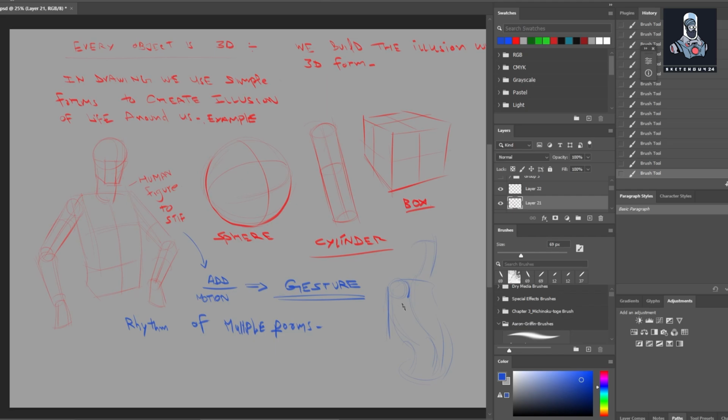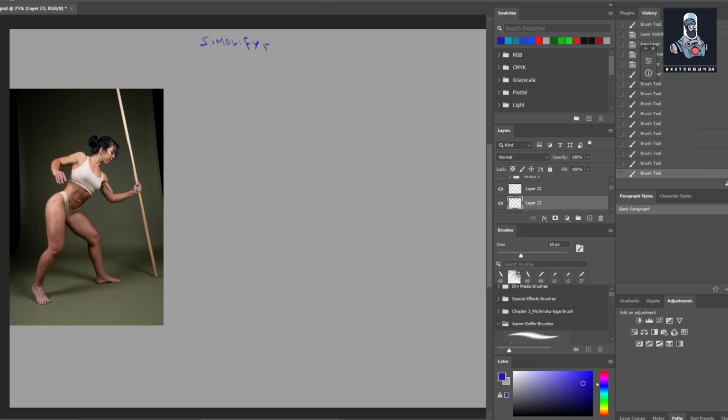Adding gesture to the structure gives a fluid nature to the simple structure and makes it feel organic and more lifelike. Let's understand by studying from a reference. The most important point is simplification.